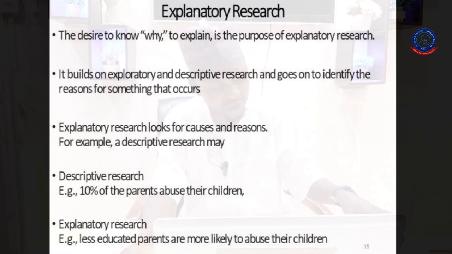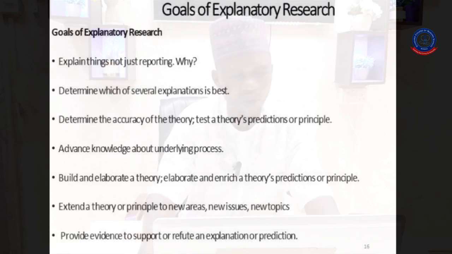Then what are the goals of explanatory research? The first one is to explain things, not just report. In explanatory research, you have to explain. But in descriptive, you don't need to justify. Another point is to determine which of several explanations is best. After explanation, you now look at which one fits best. Then determine the accuracy of the theory. Test a theory, prediction, or principle. You have to determine which of the theories is the best.